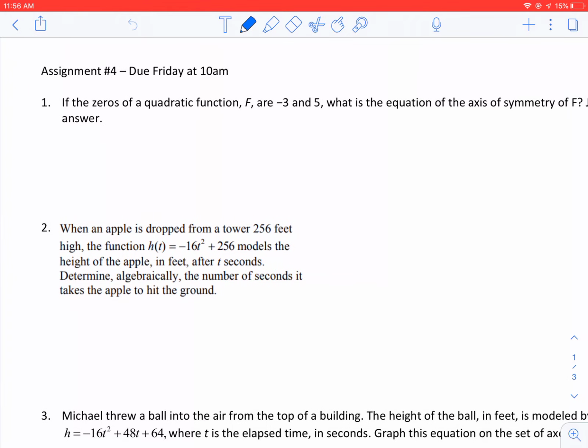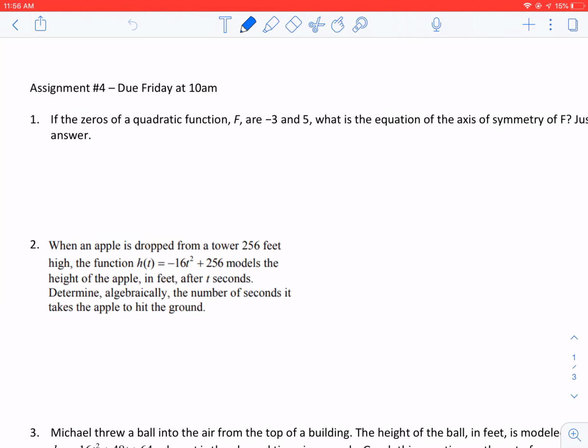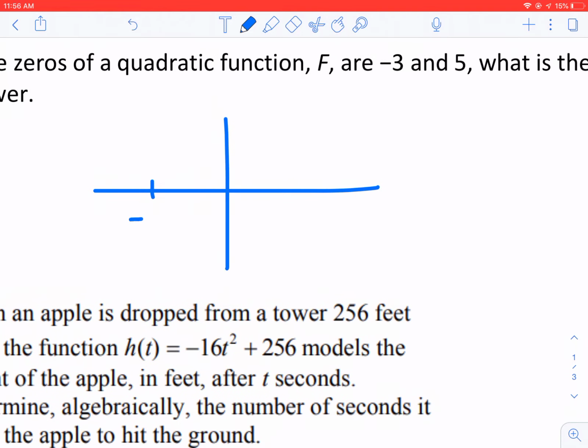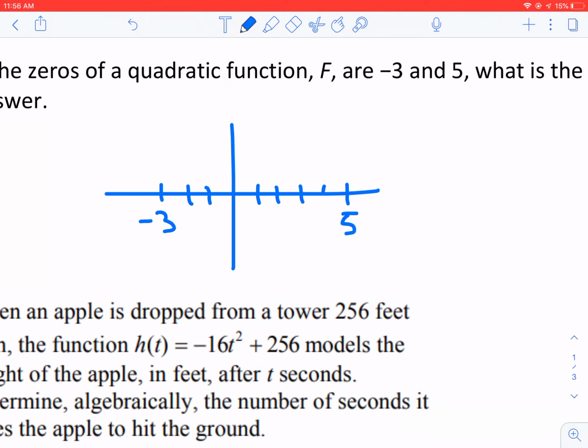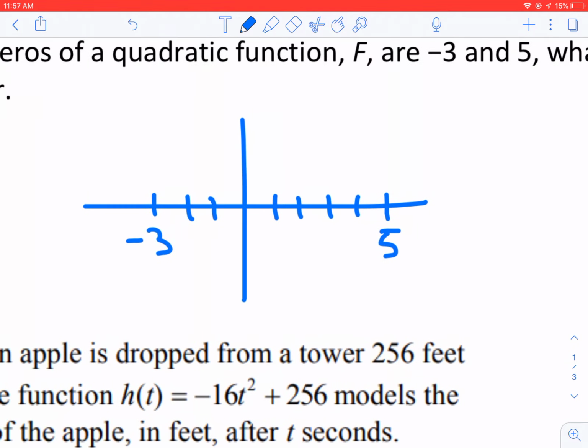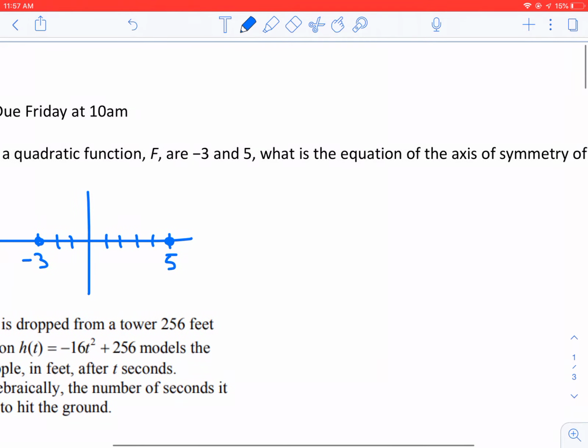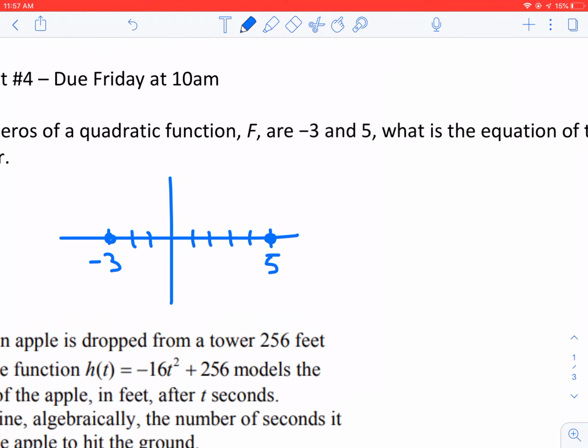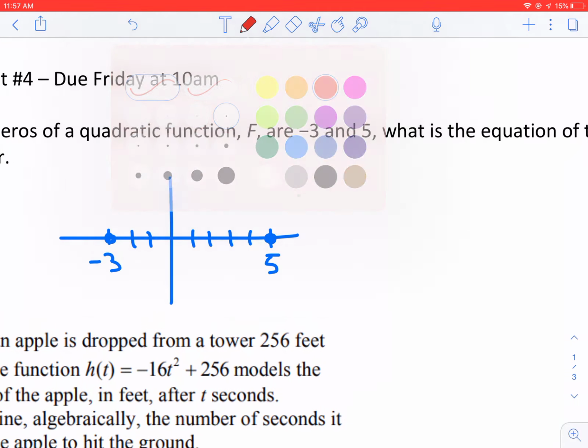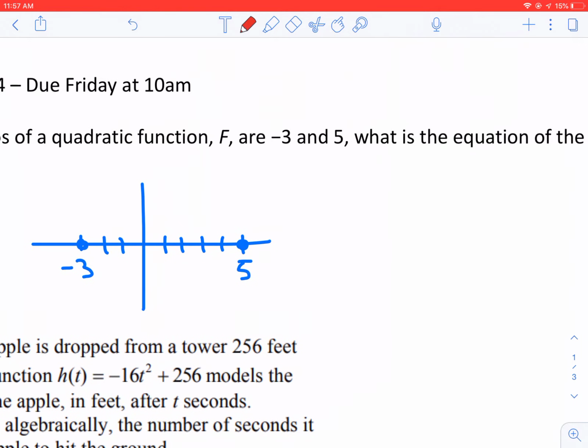Alright, so for number 1 here, we're given the two zeros of a quadratic function, -3 and +5. Of course, zeros are just synonyms for x-intercepts or roots. So we know our parabola is going to pass through those 2 points, and we're looking for the equation of the axis of symmetry. We should also know the axis of symmetry is directly in between the two zeros. So to find it, we can average our two zeros, -3 and 5.